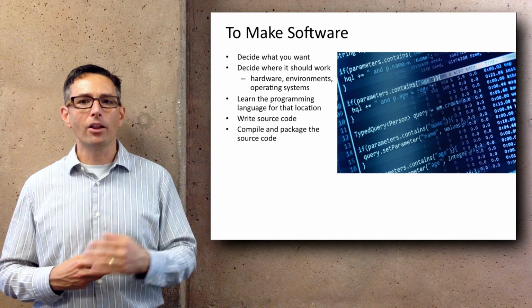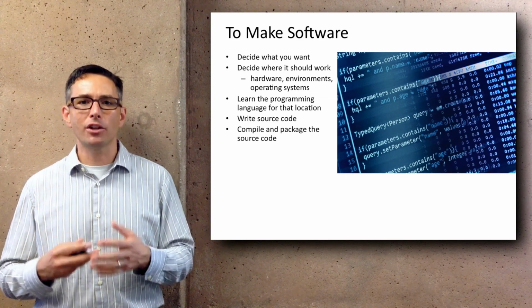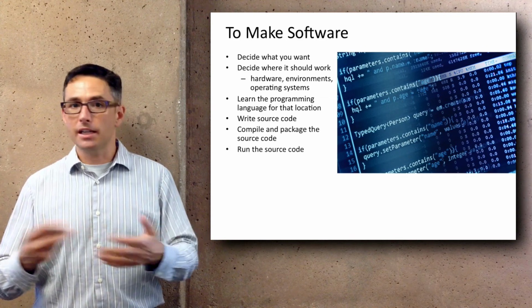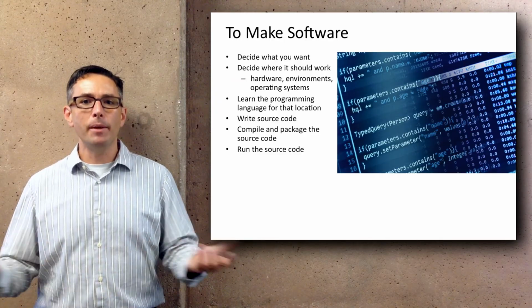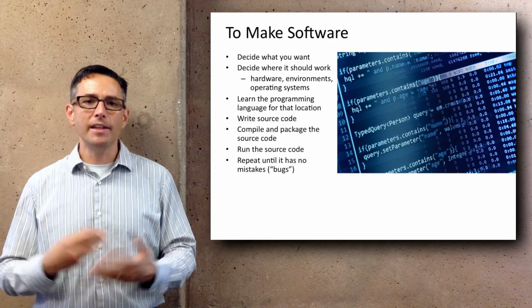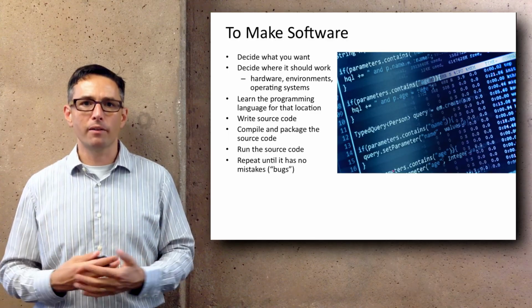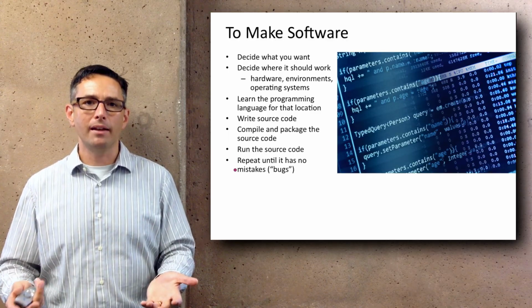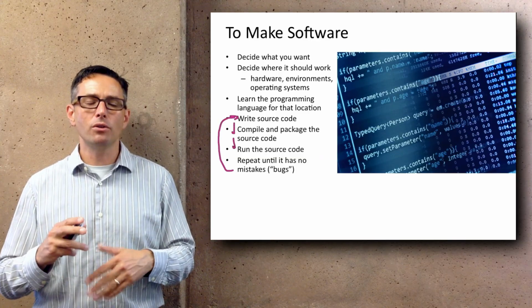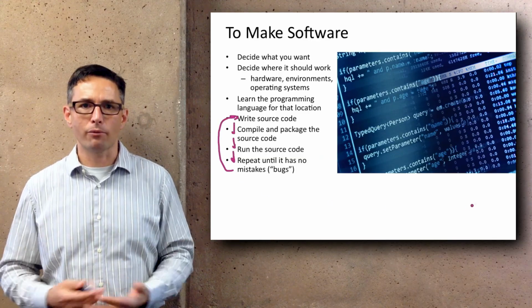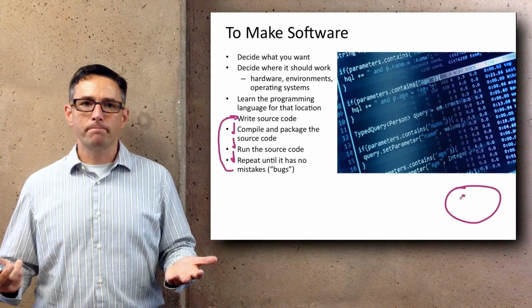You need to compile and package the source code into an application or a program. Then you need to give it to people somehow through an app store or through email or through a website, and then people run that source code. And then typically we think of this as an iterative process, so that when people run it, they may find that you made mistakes in your source code, called bugs, and then you correct the bugs and you send out the software again. So that's it.